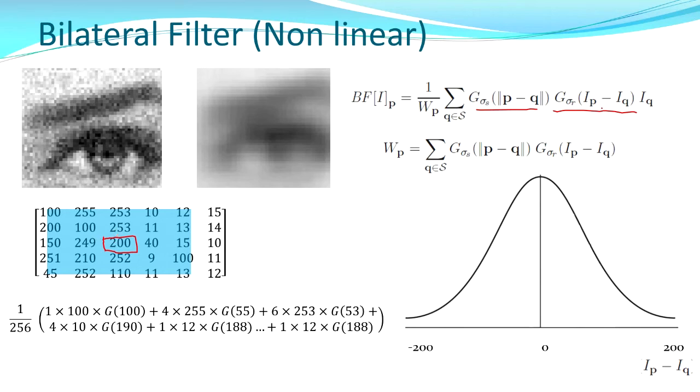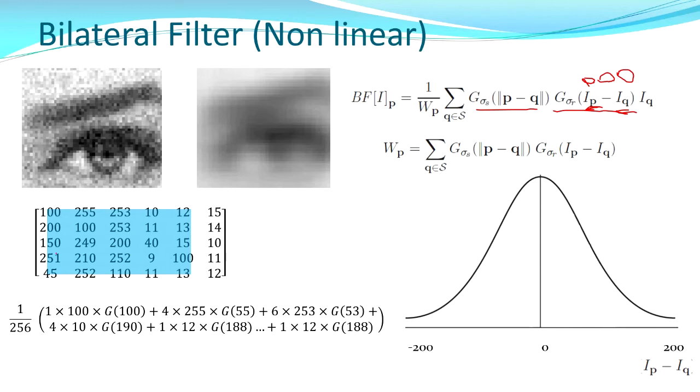But here what I am going to do is also consider the values that are associated with it. So Ip is 200. It is a scalar and it is telling you the pixel intensity at that particular point. And Iq is also a scalar, which will once be 100, then 255, 253, and this too.